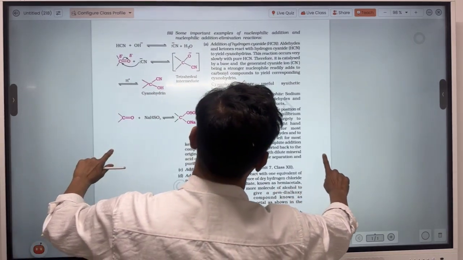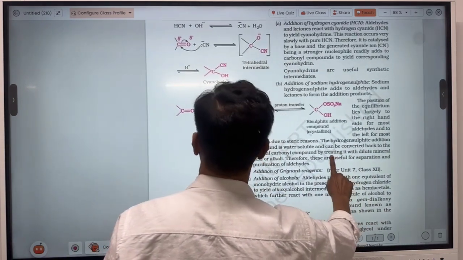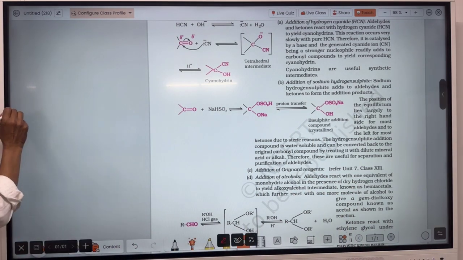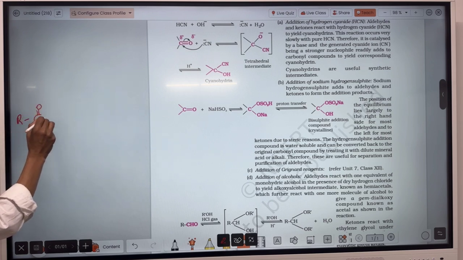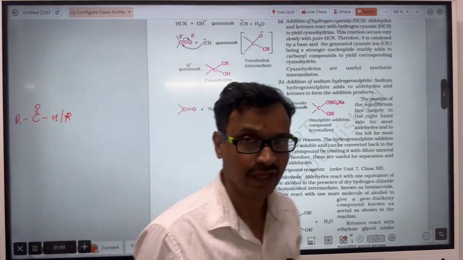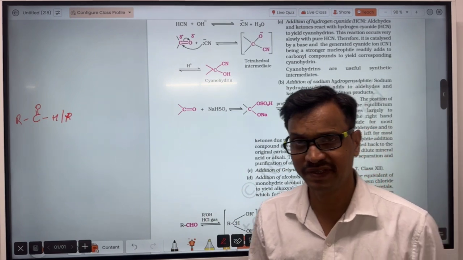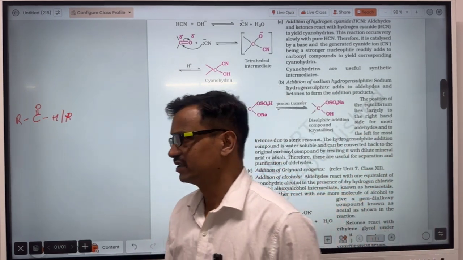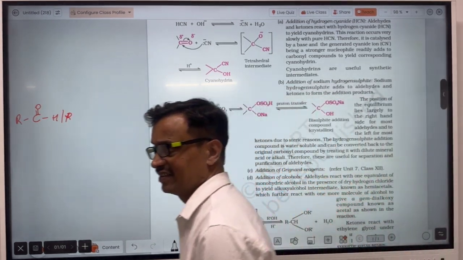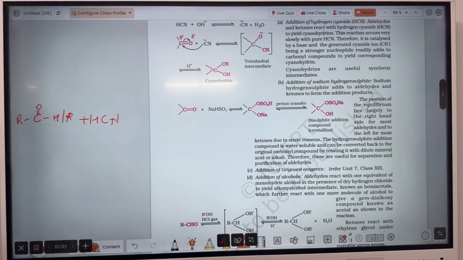Now let's see some nucleophilic addition reactions. As for any aldehyde or ketone, whatever it may be, the same mechanism applies when there is a nucleophilic addition reaction. Firstly, there is the reaction with HCN, hydrogen cyanide.